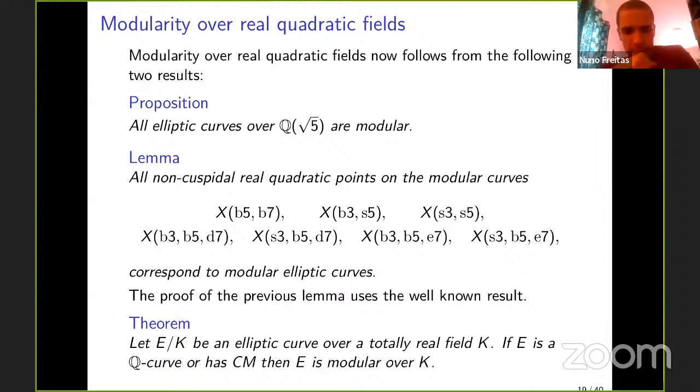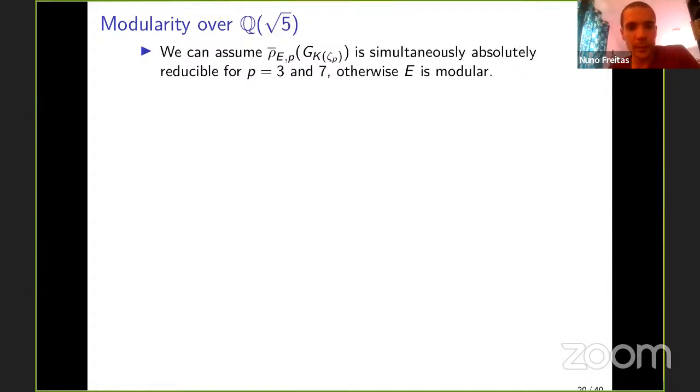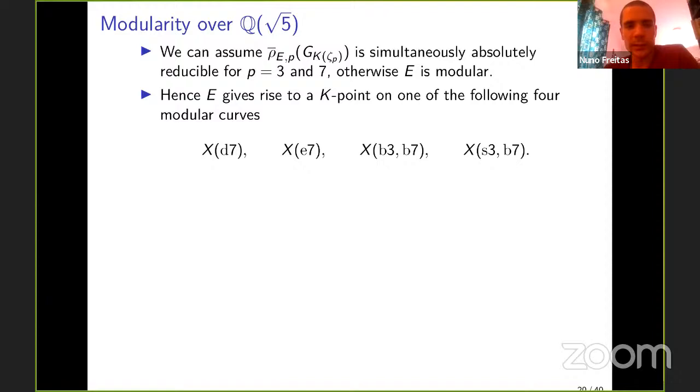Okay, so let's just go briefly over the proof of the proposition, because it's important to avoid this field later on, and it's kind of short. As before, we can assume that we have a small image, so the image is simultaneously absolutely reducible for p equals 3 and 7, because otherwise modularity lifting theorems tell us that the curve is modular. Then this gives rise to a K point in one of the following 4 modular curves.